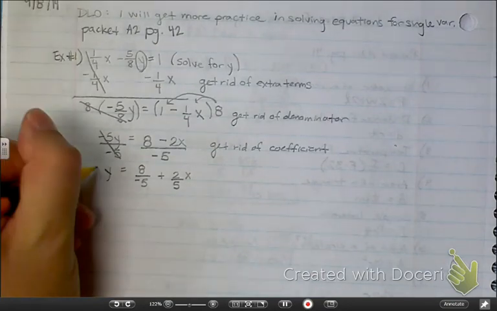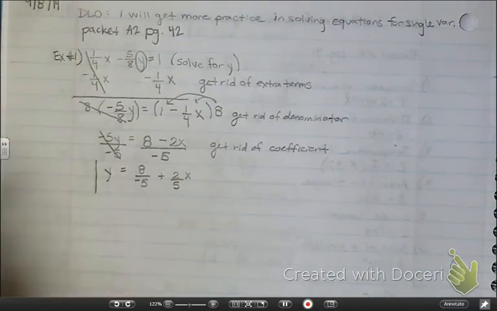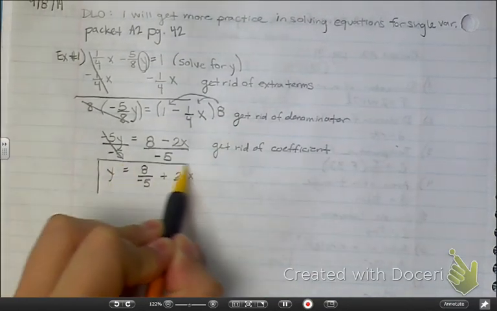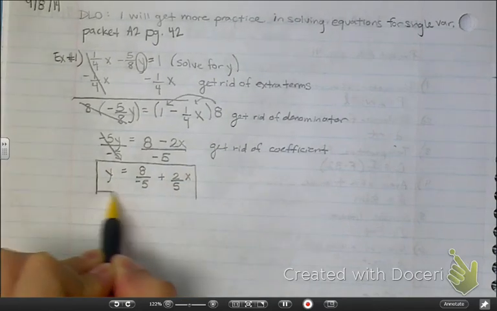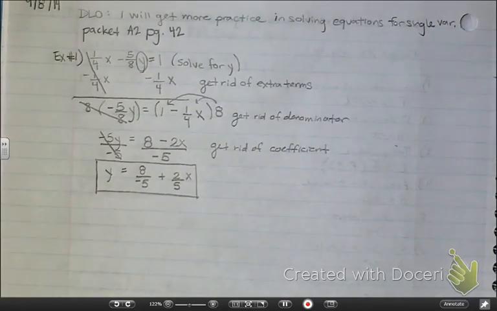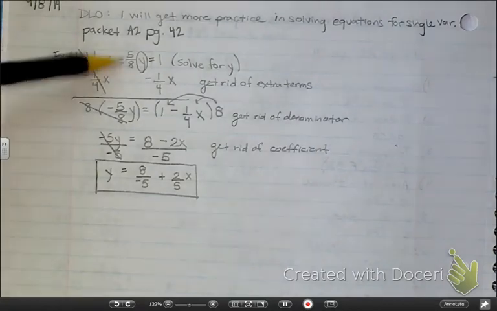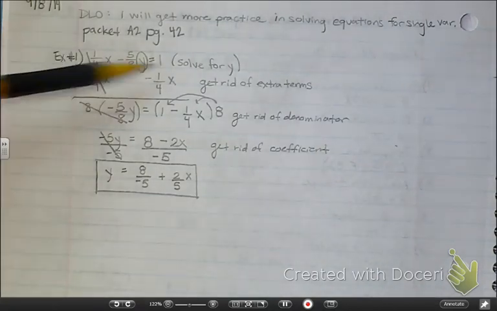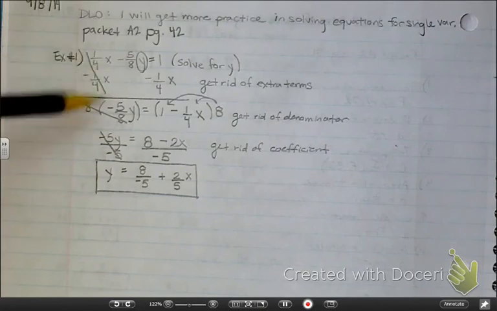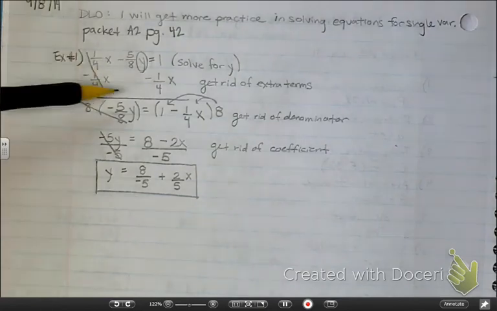And then we're going to put a box around our answer. And so here, let's review our steps one more time. We had 1/4 x minus 5/8 y equals 1. Now we did not want that 1/4 x there, so I got rid of both of the 1/4 x's by subtracting 1/4 x from both sides.